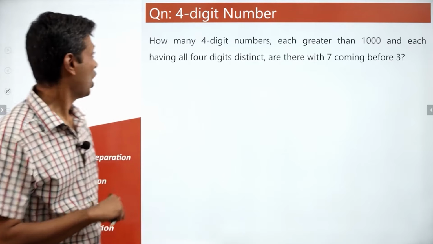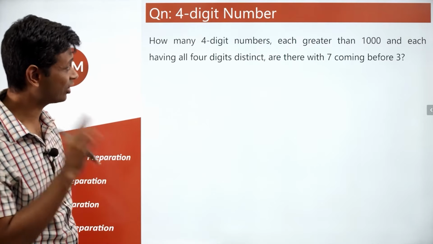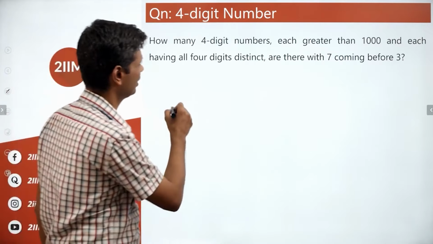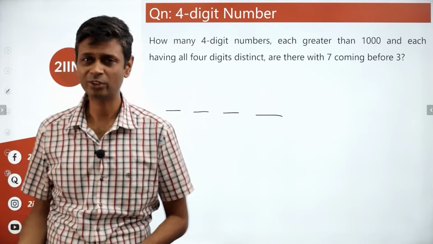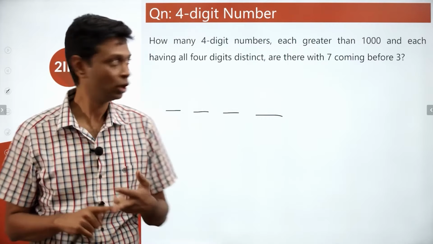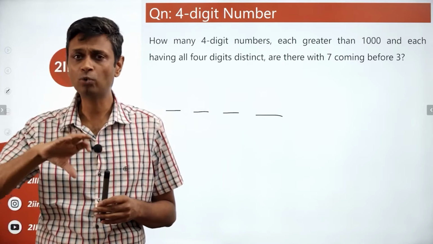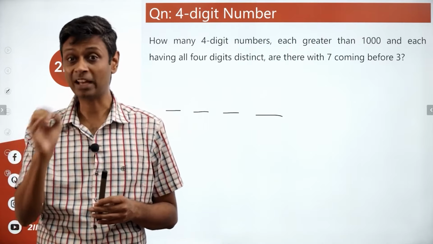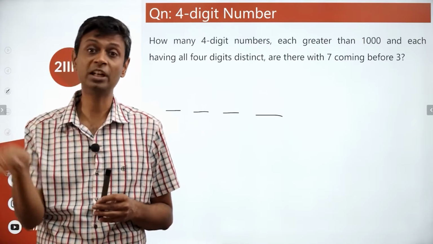Let's try this one. How many four-digit numbers, each greater than 1000 and each having all four digits distinct, are there with 7 coming before 3? Right? So four-digit numbers, each greater than 1000, effectively all four-digit numbers. So 1000 does not come in our list anyway because we're talking about 7 and 3. All four digits should be distinct. There are 2 points here. One is we need to worry about all four being distinct. Then we need to worry about 0 being there, because if selecting 0 as one of the digits, we have to worry about the fact that 0 could be the leading digit.